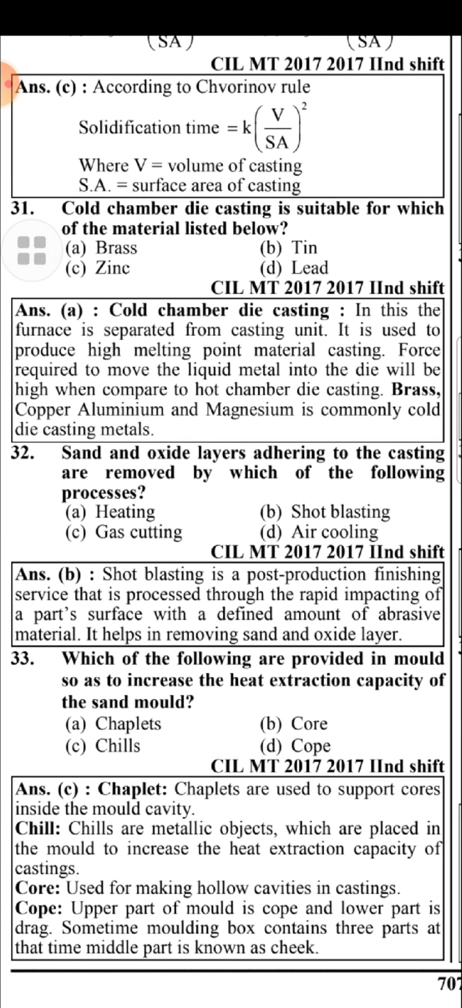Which of the following are provided in the mold so as to increase the heat extraction capacity of the sand mold? Chills. Chaplets are used to support the core inside the mold cavity. Chills are metallic objects which are placed in the mold to increase the heat extraction capacity of the casting. Cores are used for making hollow cavities in castings. Cope is the upper part of the molding box and the lower part is the drag. Sometimes the molding box contains three parts, and the middle part is known as the cheek.